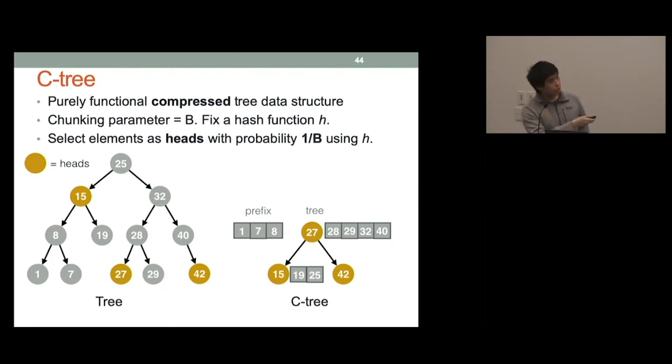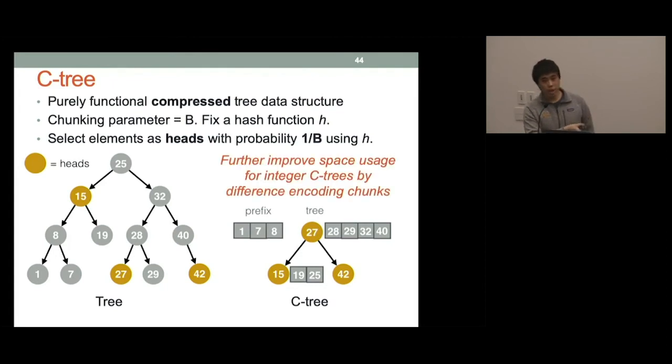And because we now have these contiguous arrays of values, we can easily apply integer compression. So we can store the differences between consecutive IDs here instead of using the full representation to store those integers. And then we can use variable length encoding to reduce the number of bits we need. We're also reducing space because now we only have to store these pointers and the reference counts for many fewer nodes, only for the head nodes. We don't have to store it for all of the nodes.